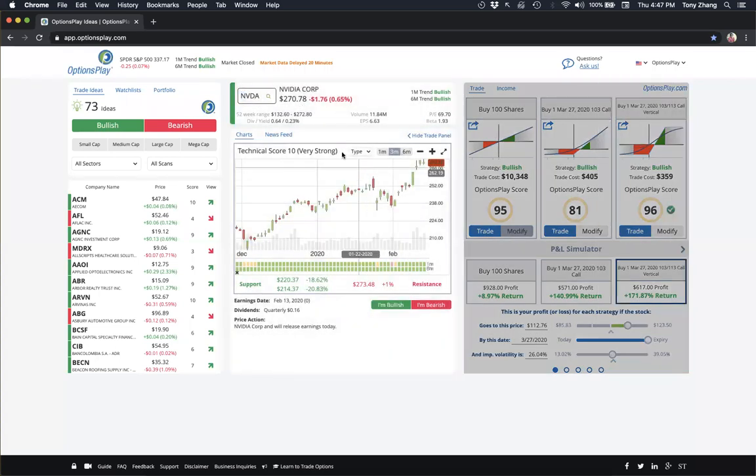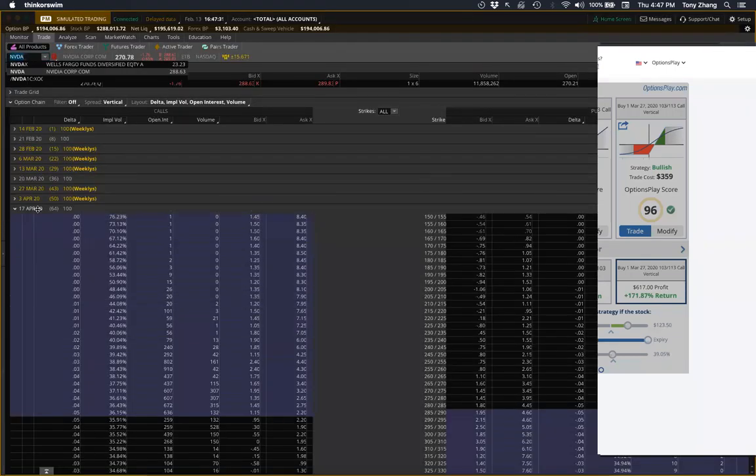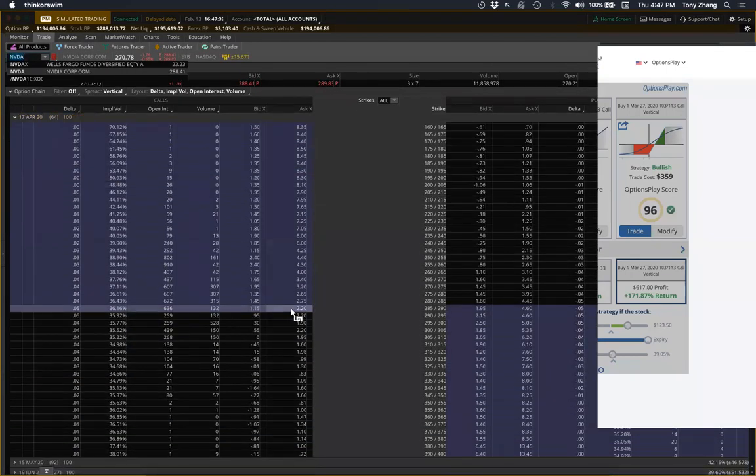NVIDIA is trading at 270. It's a very strong stock. The 1 month and 6 month trends are bullish. So let's say I'm bullish on NVIDIA and I want to buy a call option here. Let's say I identified that I want to buy an April at-the-money call option.